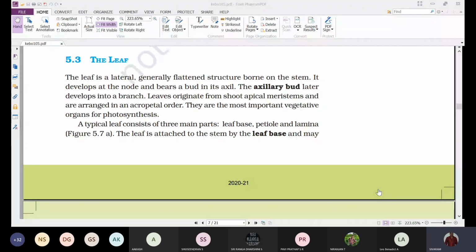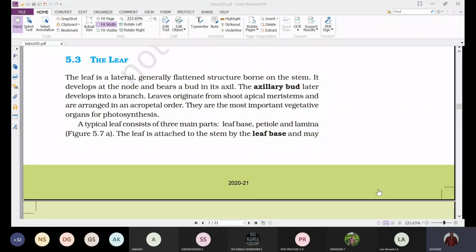It develops on the lateral side of the stem, and it is a flattened structure. It develops on the stem; it never develops on the root. That is what you have to remember. The leaf arises at a node. And we already said the angle between the stem and the leaf we call the axil, and the bud that develops in the axil of the leaf we call the axillary bud.